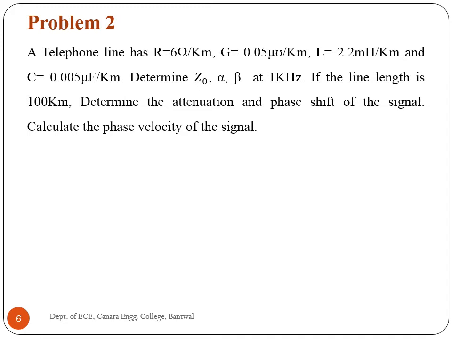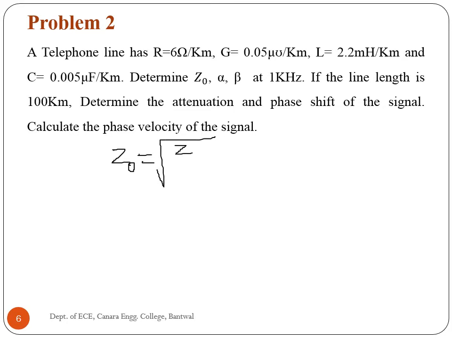In this problem, primary constants of the transmission lines are given. We have to find out characteristic impedance Z0, attenuation constant alpha, phase constant beta, and attenuation of the signal and phase shift of the signal, as well as the phase velocity of the signal. First, we need to find out characteristic impedance, that is notation Z0.